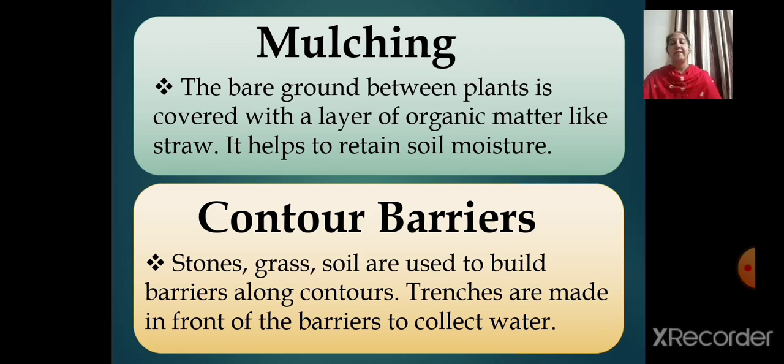Then the next is contour barriers, where stones, grass, and soil are used to build barriers. See, from the word barriers itself, they stop the water from flowing. Along the contours, these barriers are built to stop that flow. So trenches are made in front of the barriers to collect water there.